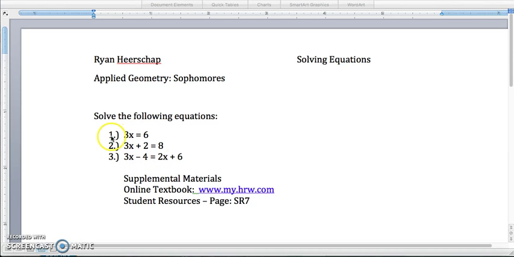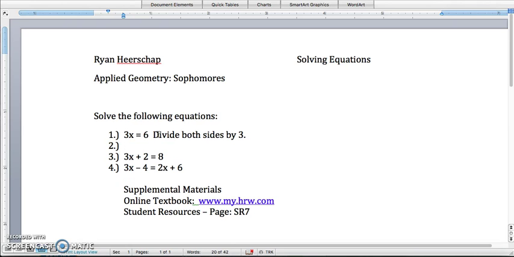As you see for number one, this is what we call a one-step equation. It's 3x equals 6, so it's 3 times x equals 6. We have to use an inverse operation to get the 3 away from the x. Remember, your goal is to solve for x, and then hopefully at the end plug it back in and make sure that your solution is correct. So to get the 3 away from the x, we must divide both sides by 3.